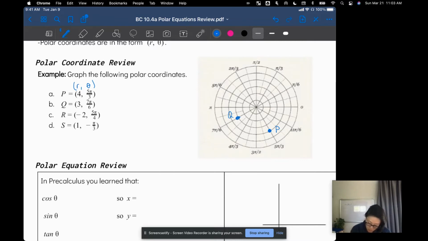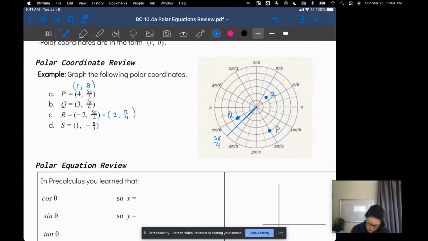Point R, we're going to go to 5 pi over 4, which is also in the fourth quadrant. So it'd be right here in between 7 pi over 6 and 4 pi over 3, which is 5 pi over 4. And because it's a negative radius, we walk backwards. So I go back 1, 2 units. Remember, this point can be rewritten as the radius of 2 and an angle of pi over 4 if you want. So facing pi over 4 and then walking forward.